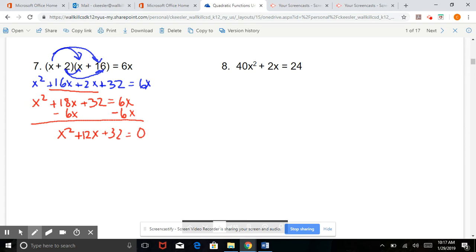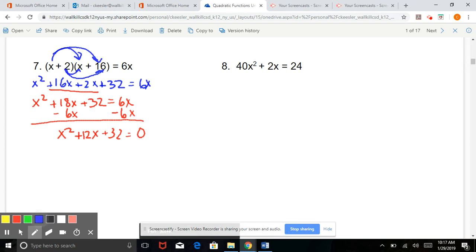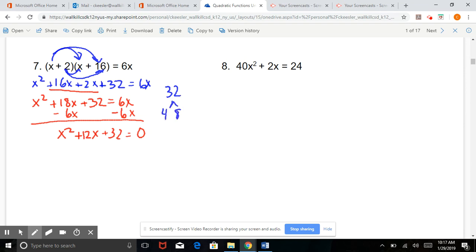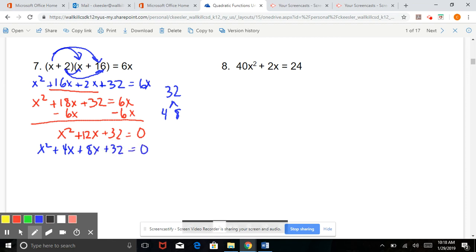Now I have my trinomial that I can factor using the grouping idea. So we have 32 as our a times c, because 1 times 32 is 32. And we have to find the factors of 32 that have a sum of positive 12. 1 and 32 do not work. 2 and 16 don't work. 4 and 8 do have a sum of 12. So we'll replace the 12x with 4x and 8x. X squared plus 4x plus 8x plus 32 equals 0, and start to group.